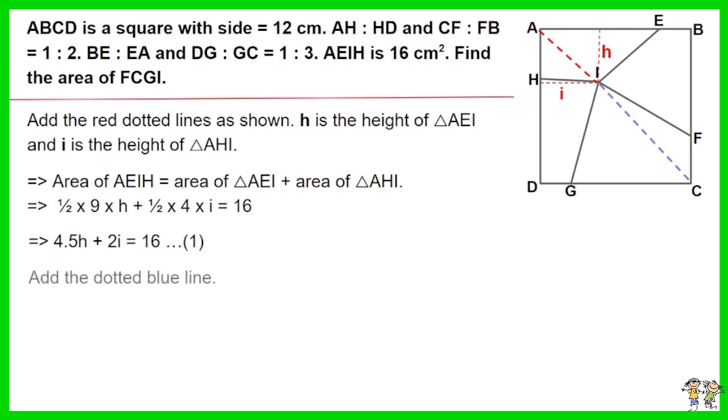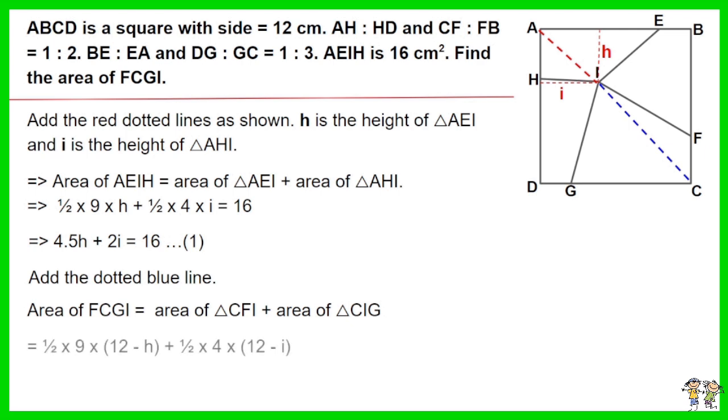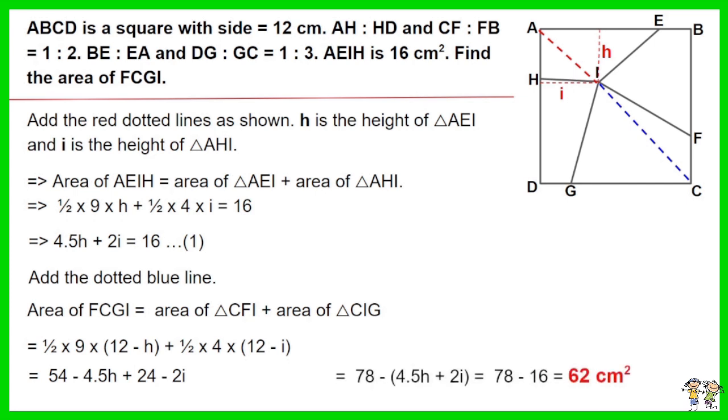Add the dotted blue line. Area of FCGI equals area of triangle CFI plus area of triangle CIG. Area of triangle CFI equals half times 9 times the result of 12 minus H. Area of triangle CIG equals half times 4 times the result of 12 minus I. Solve the equation and replace the value of 4.5 H plus 2I from equation 1. The answer is 62 centimeters square.